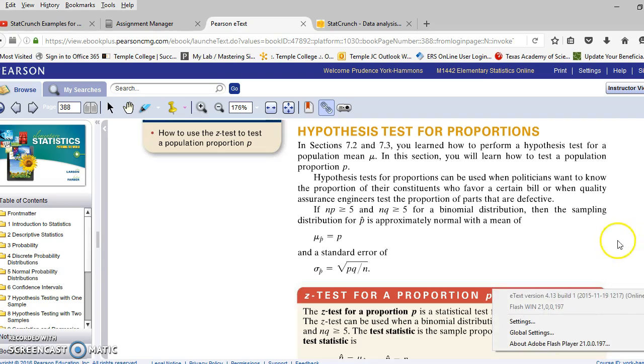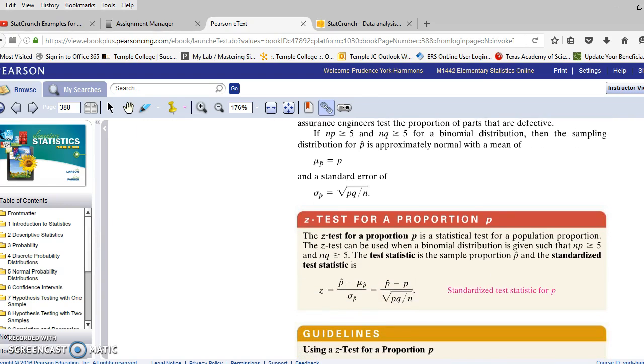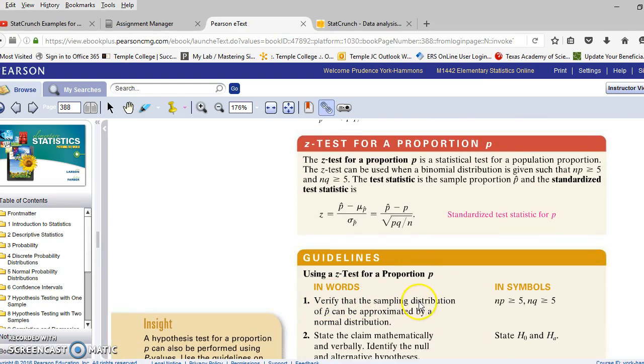So when we talk about doing this particular type of hypothesis test, we have to verify that the sampling distribution of p hat can be approximated by a normal distribution. And all we have to check is that n times p is greater than or equal to 5 and n times q is greater than or equal to 5. Check for both of those. And then we can use z values, or the z distribution, and do a z test statistic for p hat. Find the standardized test statistic for p based on p hat and p times q divided by n. We can also run these using StatCrunch, which is pretty much what I'll be doing in the exercises today.